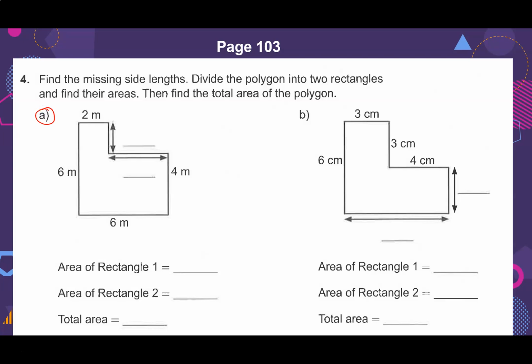I can see that one of our missing sides is this vertical side right here. I can see that the total is 6 and this portion is 4. So I know the difference will tell me what's left. 6 minus 4 is 2. So this side is equal to 2 meters. You can see that the base of this shape is 6 meters and the top portion, small portion, is 2 meters. That means, again, that the difference will tell us what's left. 6 minus 2 is equal to 4.